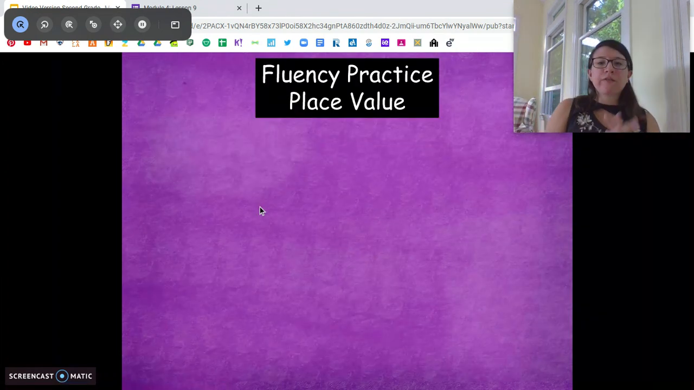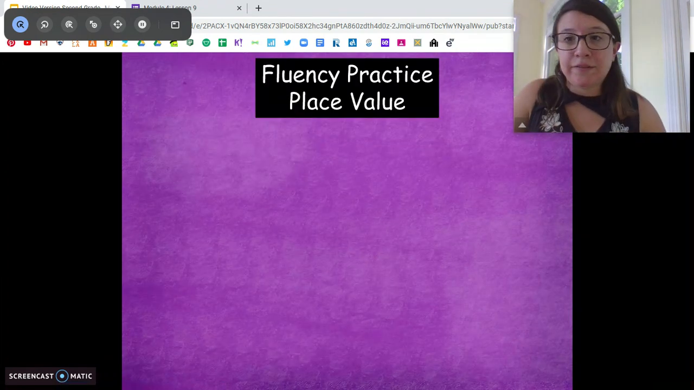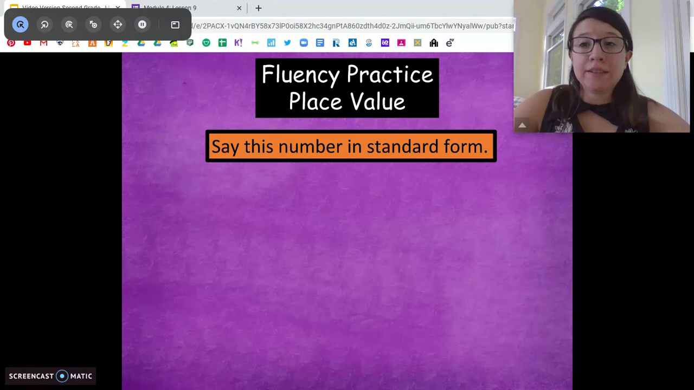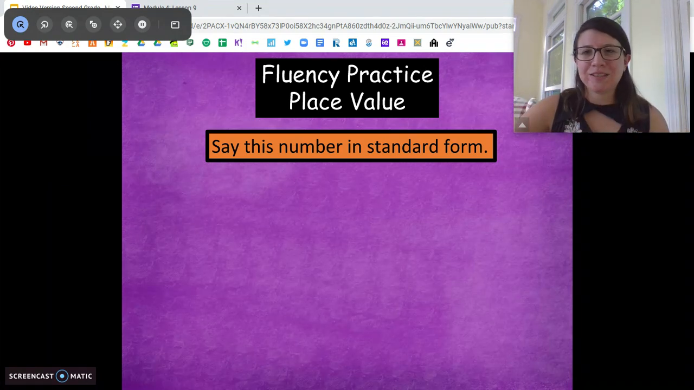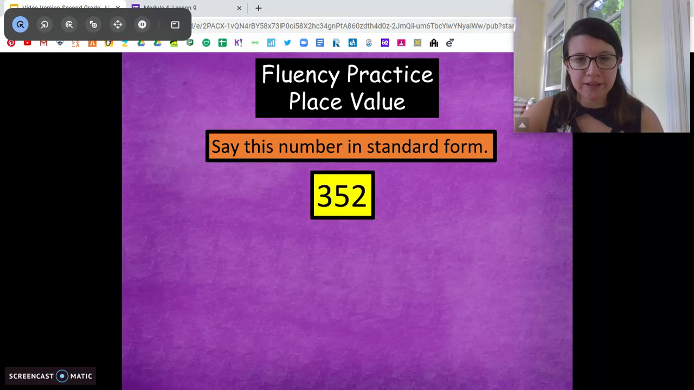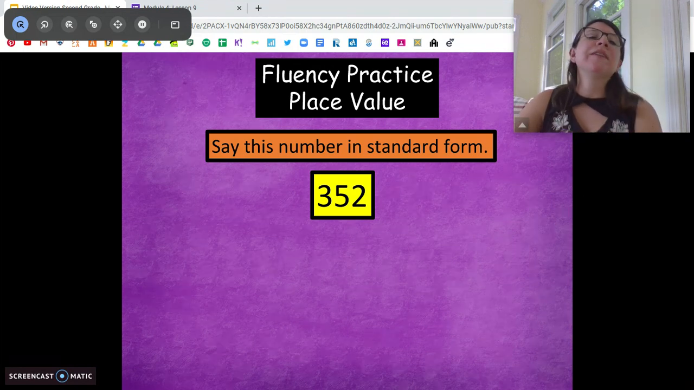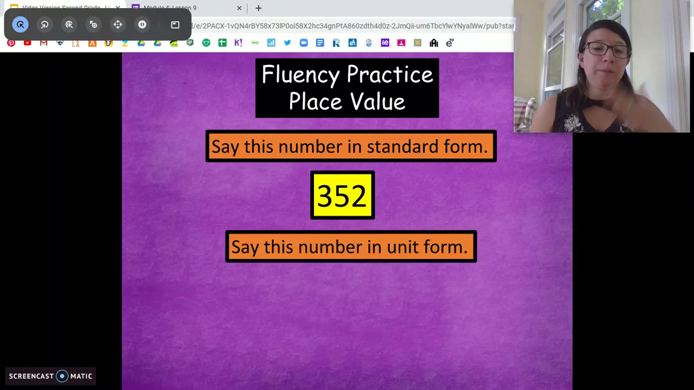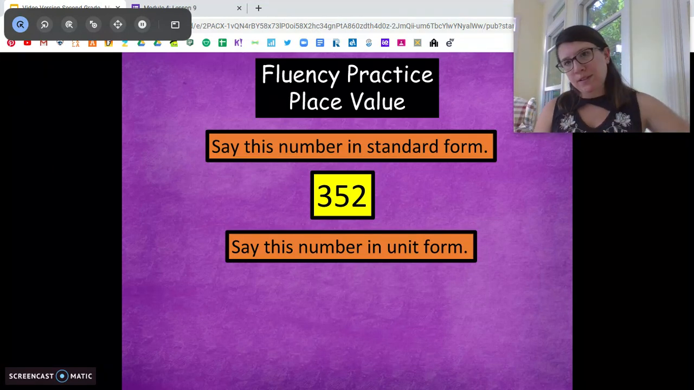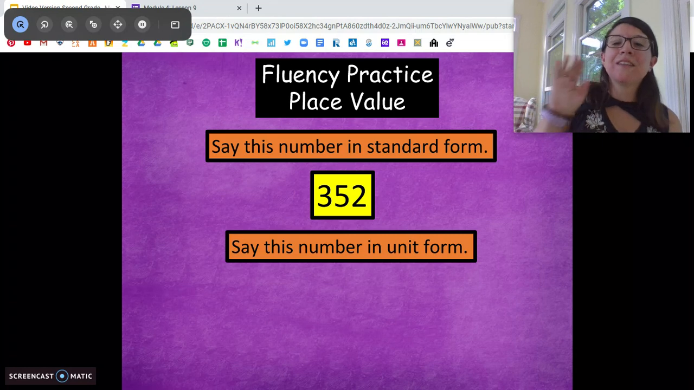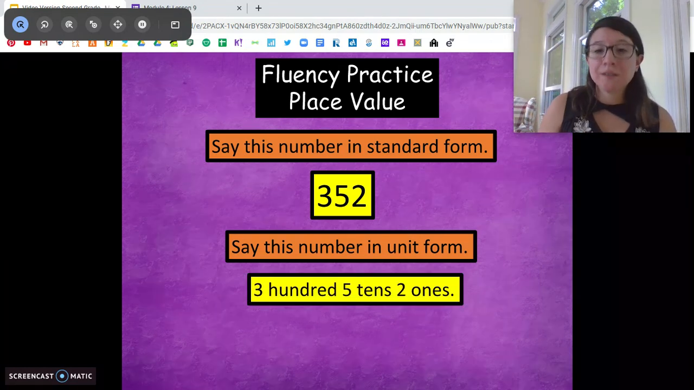Ready? Okay, so for our fluency practice, we're going to work with place value, just because it's going to be really helpful for the rest of our lesson if we review this. So first thing, I want you to say this number in standard form. Remember, that's when you just say the number. So what number is this? 352. Perfect. Now say it in unit form. Tell me how many hundreds, how many tens, how many ones. Good. 3 hundreds, 5 tens, 2 ones.